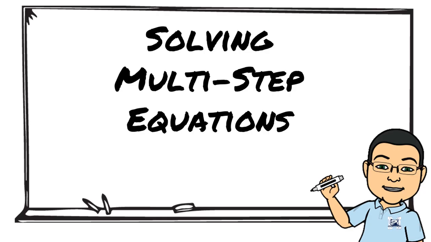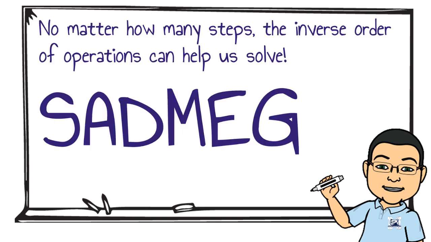In today's lesson, we will look at how to solve multi-step equations and consider some different circumstances and cases that arise when there's more than one variable. Now again, no matter how many steps, the inverse order of operations is how we solve these problems. We always want to try to apply our SAD-MEG concepts. Work by looking at what's happening to the variable and undoing in the inverse order of operations.